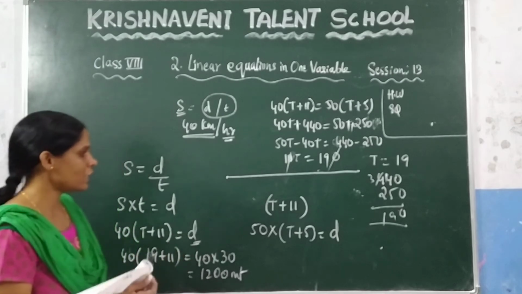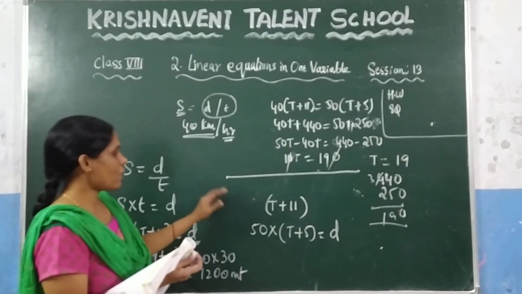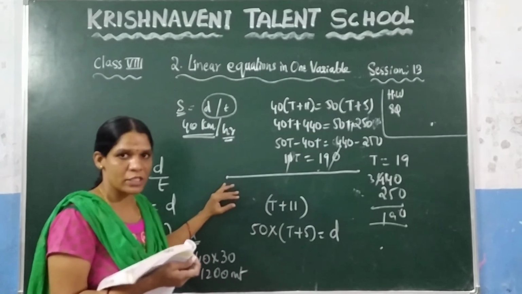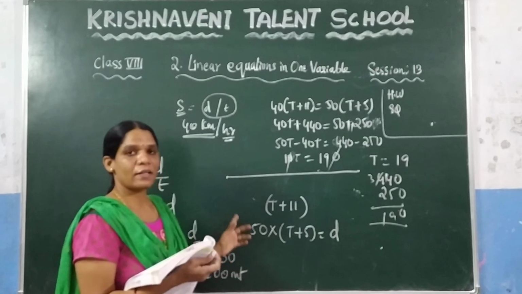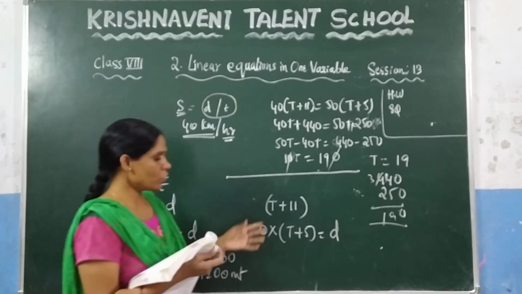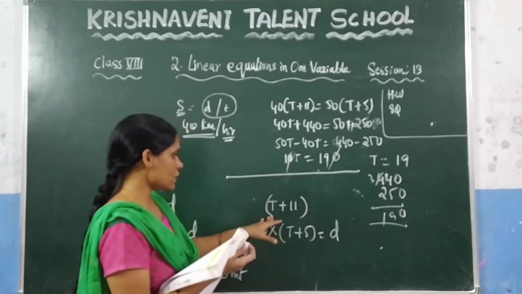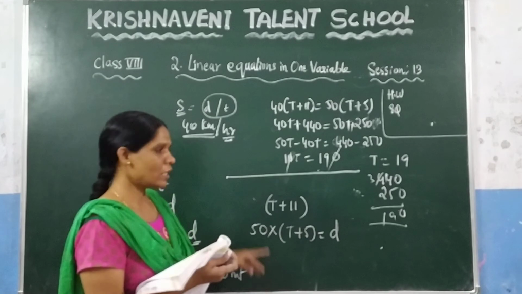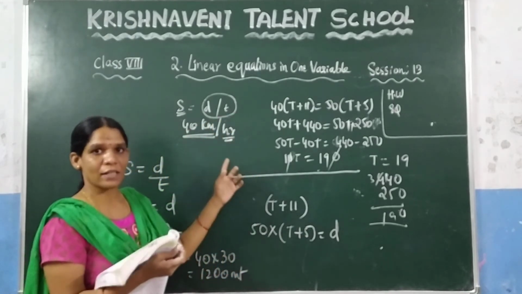Again I am explaining here. What is the question given here? If a train is travelling at a speed of 40 kilometers per hour, that means the speed they have given, and it reaches its destination late by 11 minutes. That means if it is late, the actual time the train has to take is t plus 11. So we know the speed and the time. In the question you need to calculate the distance.